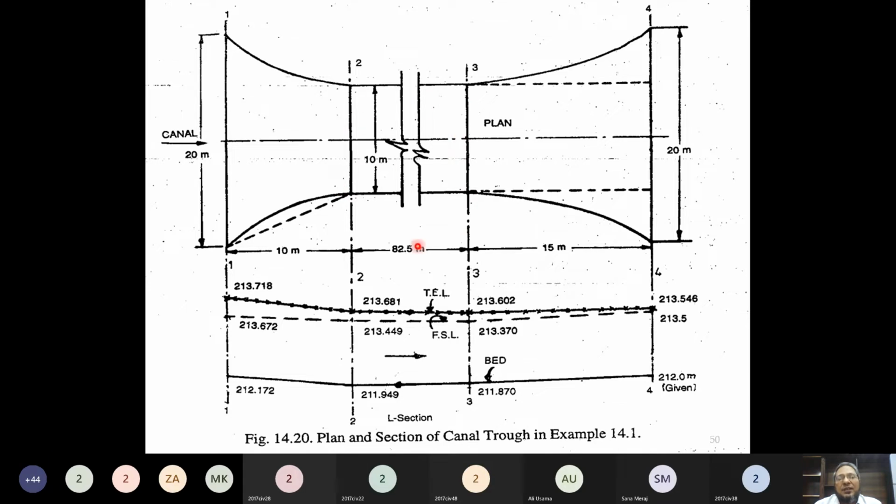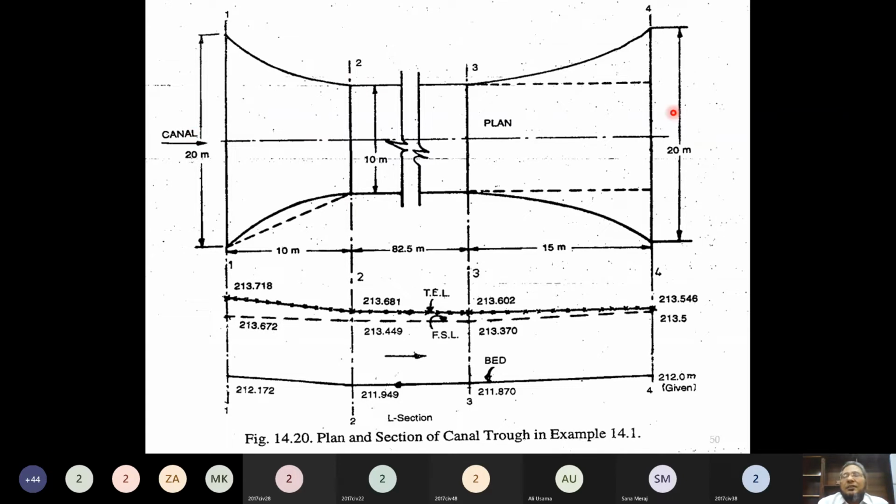And you know, this is a very long trough, 82.5 meter, which is the width of the drainage. So the width of the drainage is this much, 82.5 meter. And how can I compute the total energy level here? When I know it at section 2, I have to add the head loss.